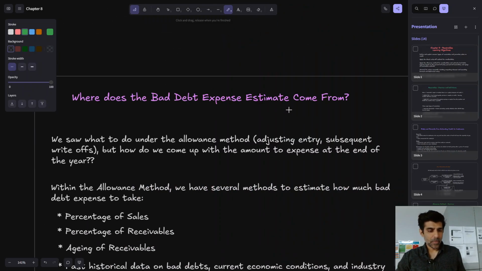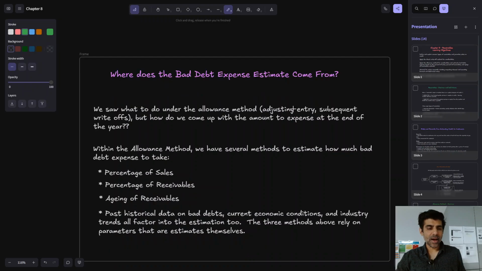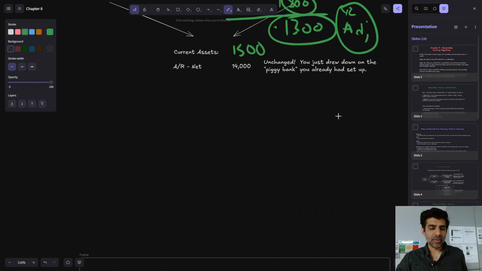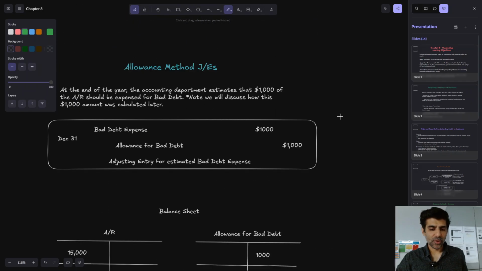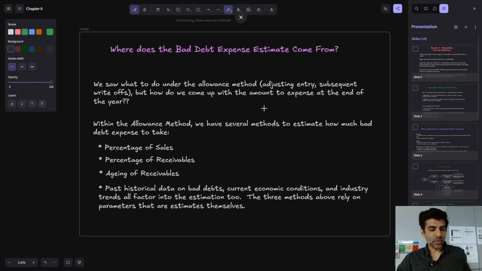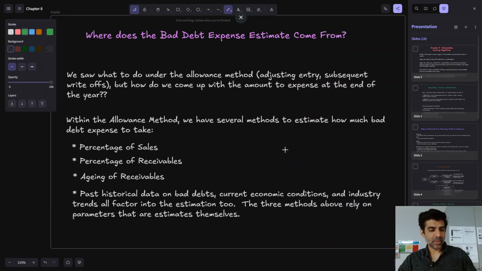Okay, so now where does the bad debt expense estimate come from? We need to figure out what that amount was. We were just told it was $1,000 here. We just came up with this number, but where does it come from? There are three different ways that we can estimate it: the percentage of sales, percent of receivables, and aging of receivables.